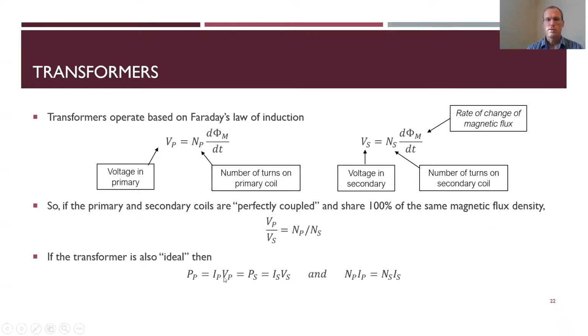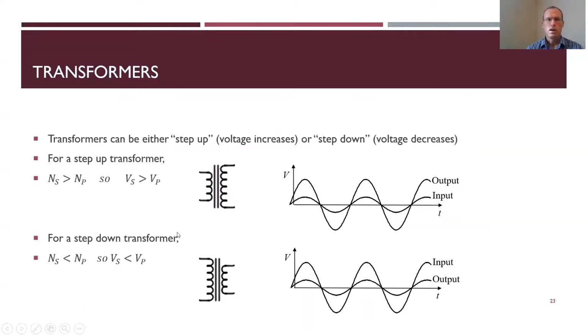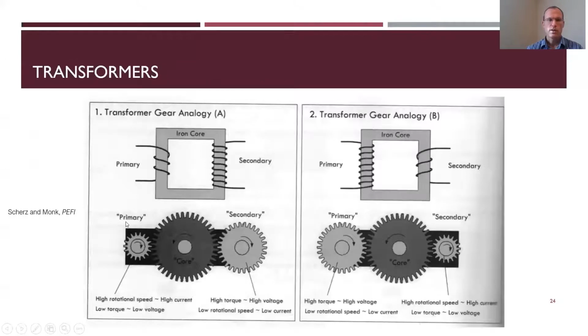So the only way to save power is if voltage goes up, current has to go down. So step up transformer, the voltage goes up, but the current actually goes down. Step down transformer, voltage goes down, but the current goes up by that same factor. So that's what this gear analogy is for. It's basically looking at speed as current.